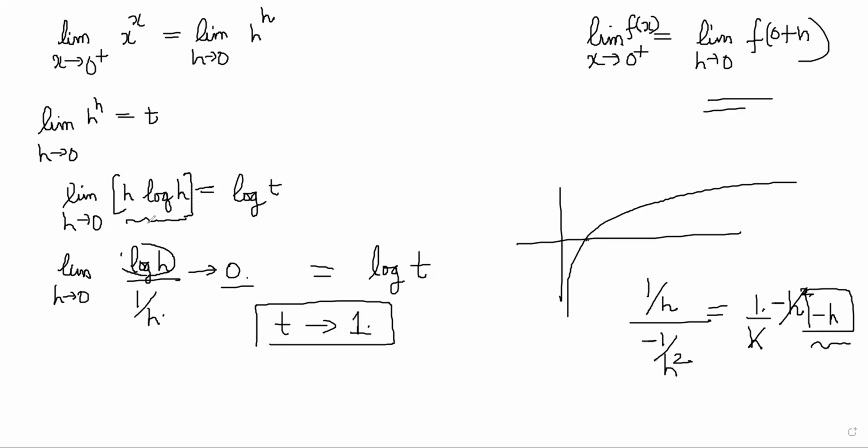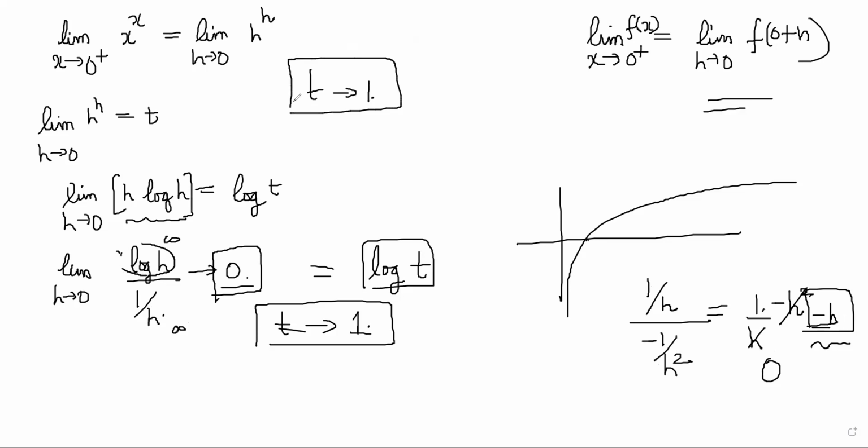This part I'm saying is log h by 1 by h and it is of the form infinity by infinity. If I do L'Hopital's, I'm getting 1 by h by minus 1 by h square, so minus h, but h tends to 0, so it is tending to 0. So this tends to 0, then log t is 0, then basically that means t tends to 1. So limit x tends to 0 plus, x bar x is tending to 1.